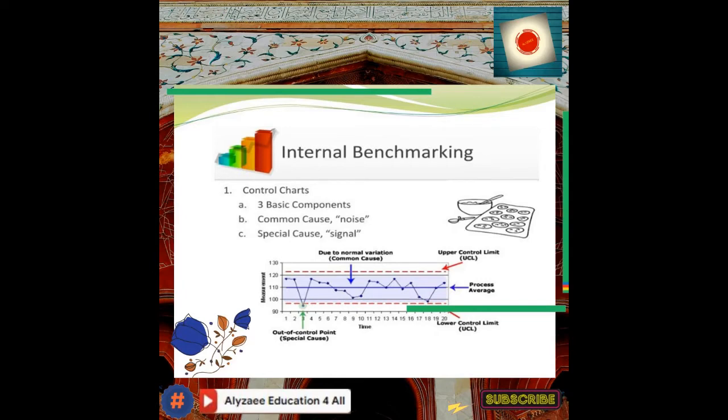The solid blue line represents the process average, and we can see red dotted lines above and below. The upper one is the upper control limit, called UCL, and the lower one is the lower control limit, LCL. Due to normal variation, you can see variation around the solid blue line going up and down, whereas when a dip goes below and crosses the red dotted line, that is called an out of control point. So this diagram explains the benchmarking techniques, how we can measure.